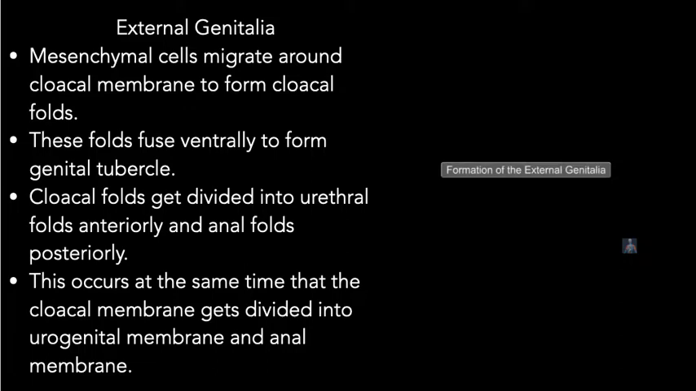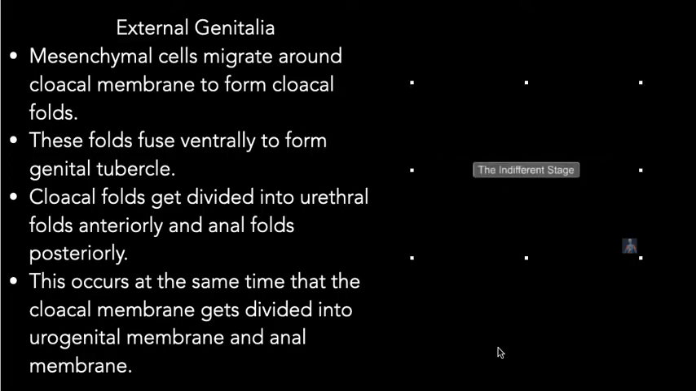The external genitalia. The mesenchymal cells migrate around the cloacal membrane to form the cloacal folds. These folds fuse ventrally to form the genital tubercle. The cloacal fold gets divided into the urethral fold anteriorly and the anal fold posteriorly. This occurs at the same time that the cloacal membrane gets divided into the urogenital membrane and the anal membrane.